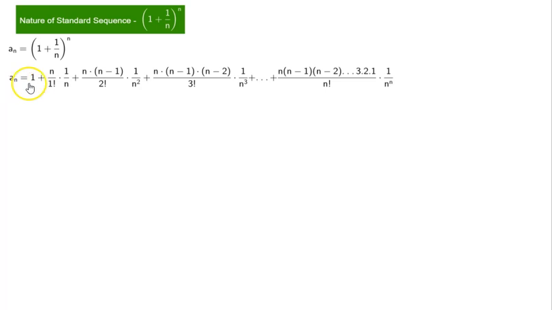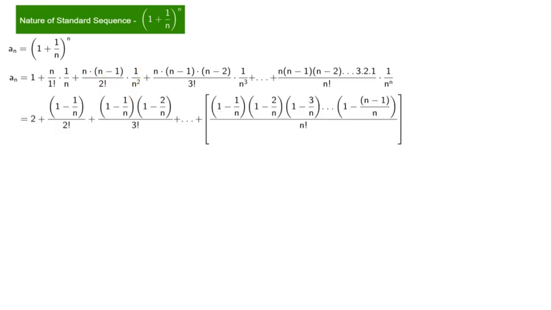So we have a_n = 1 + n/1! times 1/n + n(n-1)/2! times 1/n^2 and so on. Now this is purely based on the binomial theorem. This is called the binomial expansion. Now let's simplify this. We get 1 plus, now n cancels out, so we have 1, so we have 1 + 1 = 2, plus.